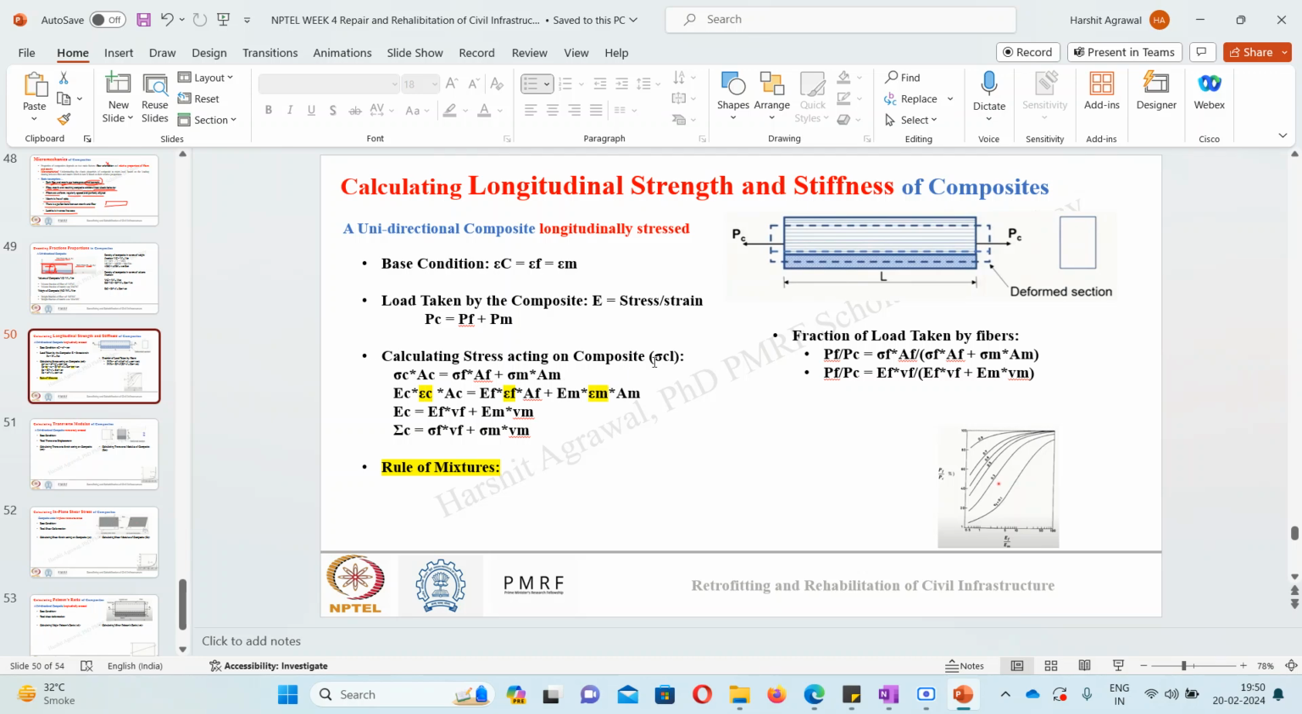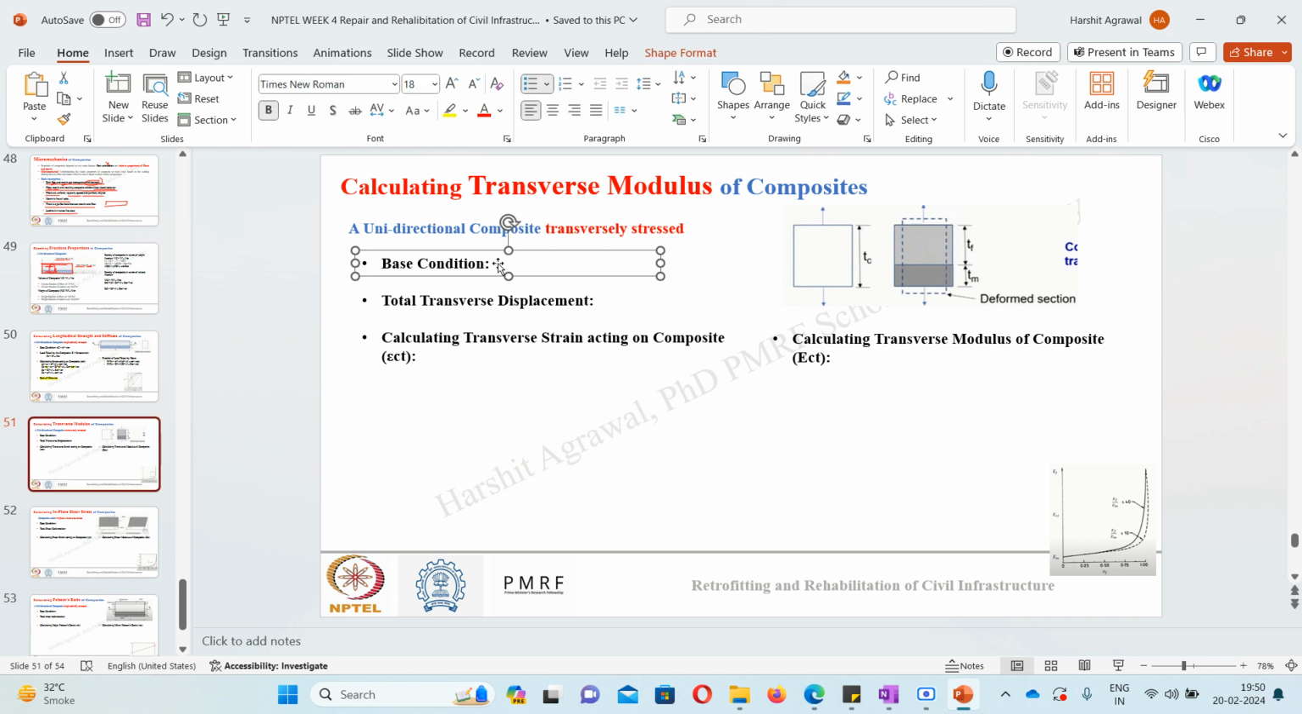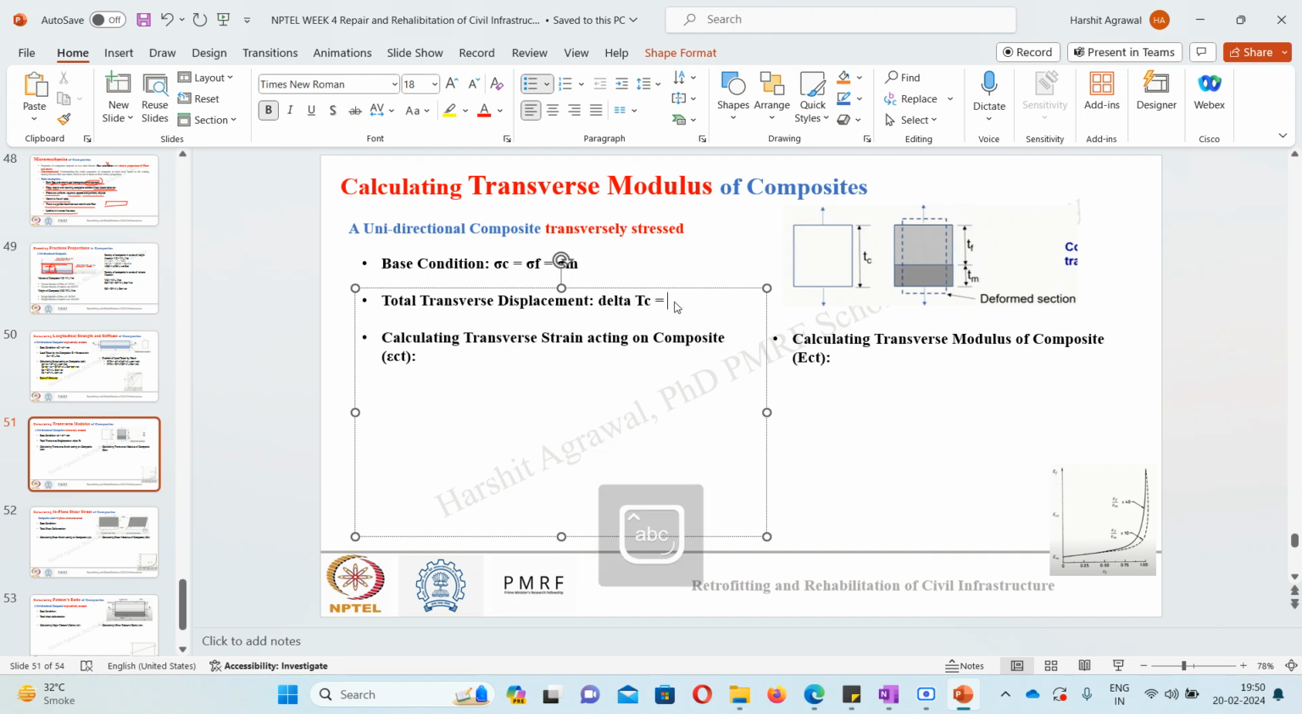Okay, initially we said that the strain is uniform, but in the transverse direction the stress will be uniform across the member. So my sigma C will be equal to sigma F, which will be equal to sigma M. Now, what will be my total transverse displacement? It will be given by delta TC equal to delta TF plus delta TM.